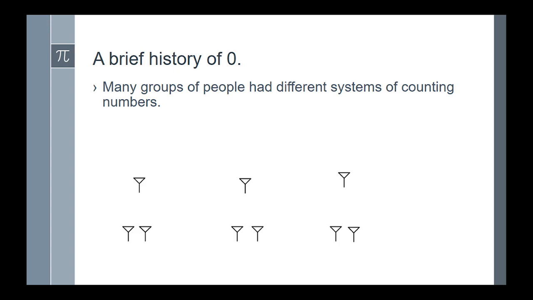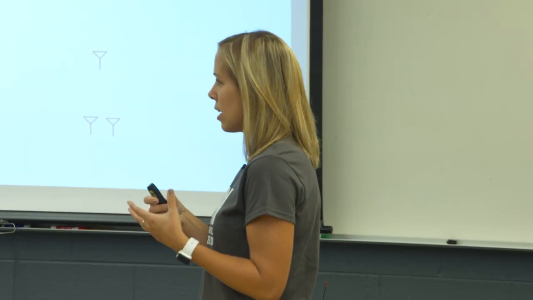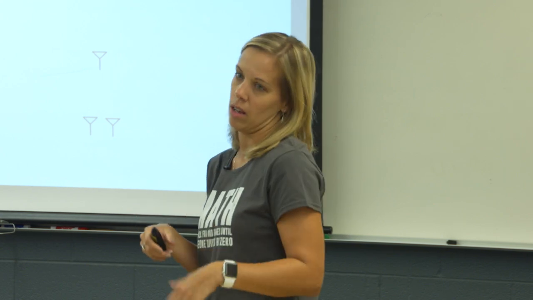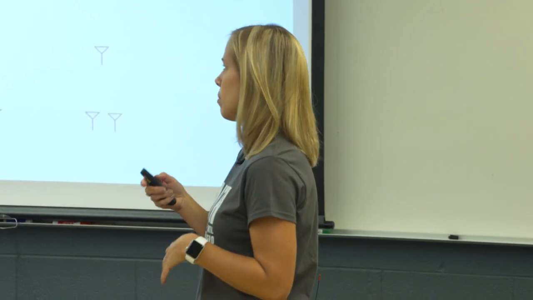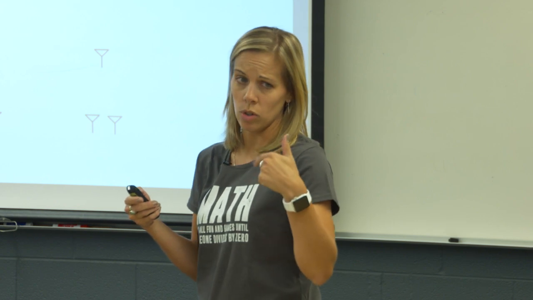So at the time that 0 finally surfaced, started coming around, there were a lot of different number systems going around. Romans had a number system, the Greeks had a number system, Babylonians had a number system, and everyone was kind of different based on different bases. For instance, Babylonians, which we're going to talk about in a second, was actually base 60.